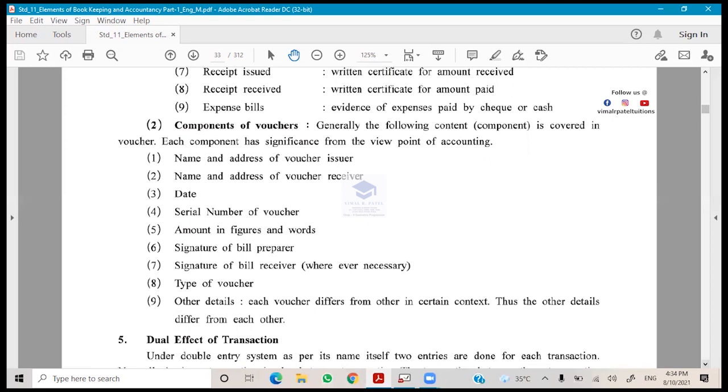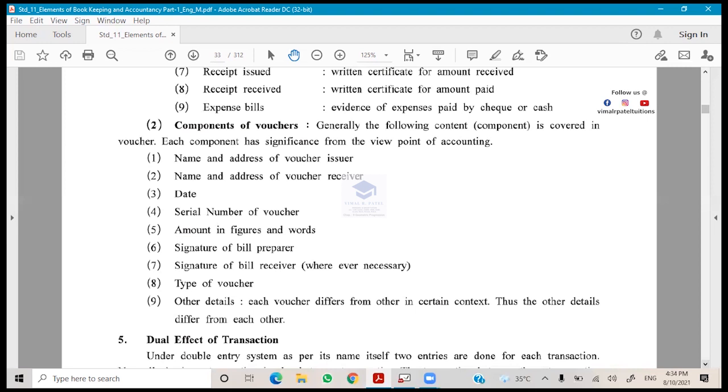Something you are receiving, something you are giving. Something comes in, something goes out. Someone will receive, someone will give. So there have to be at least two effects. Some transactions will have more than two effects, three effects, four effects, depending on the type of transaction and the type of accounts involved. So first step is to identify the transaction, whether the transaction is economic or non-economic. If it is an economic transaction, then it will be recorded in books of account.